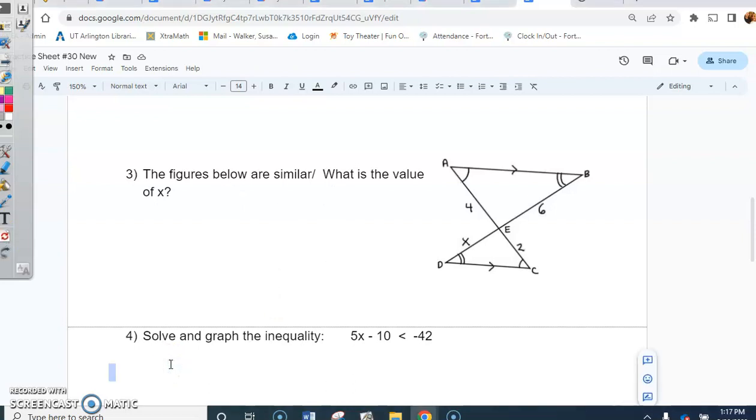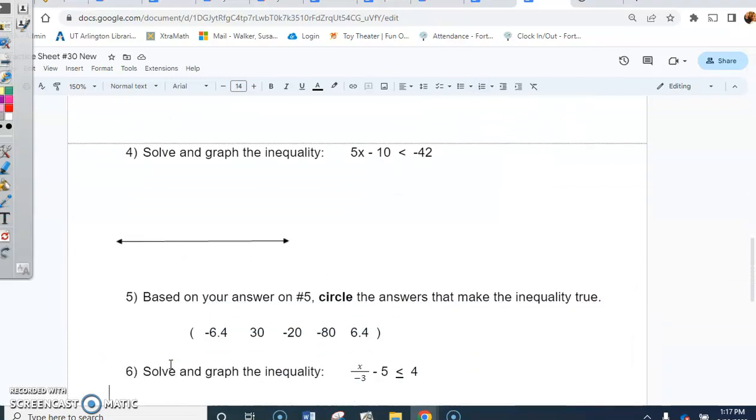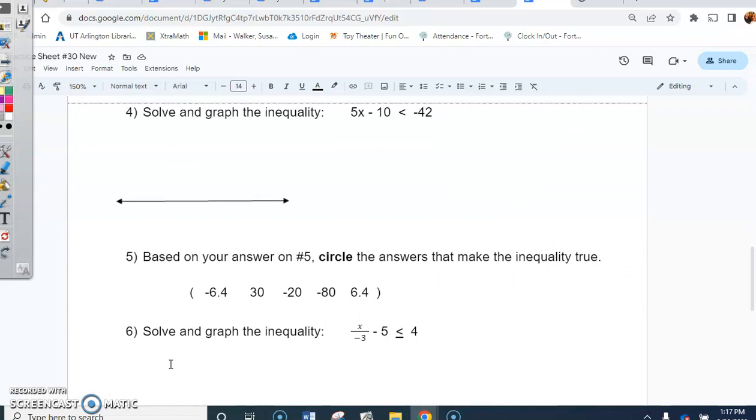Number 4, solve and graph the inequality. So, for this one, remember, first thing I said to do is let's check this symbol. When you first look at one of these, am I flipping the symbol? And the answer is no. I'm not flipping the symbol because I am not dividing by a negative.